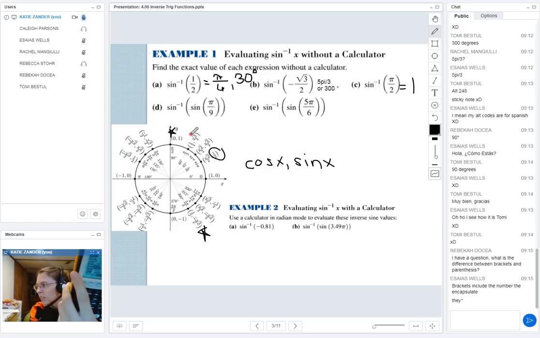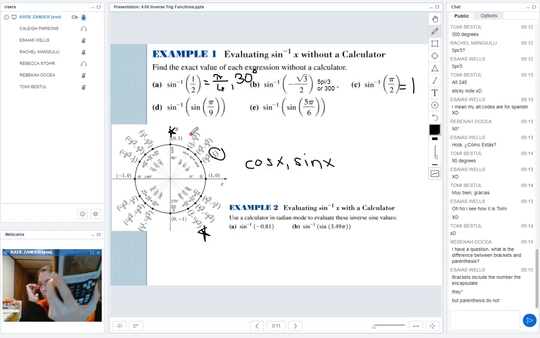Yeah, so a bracket includes it. That's like the equal sign, like greater than or equal to. It means that number is included. A parentheses means it's not. So it would be like you're greater than or less than, but not equal to it.